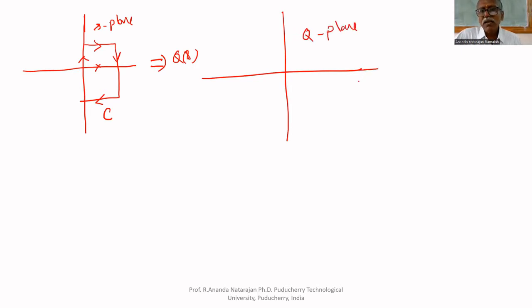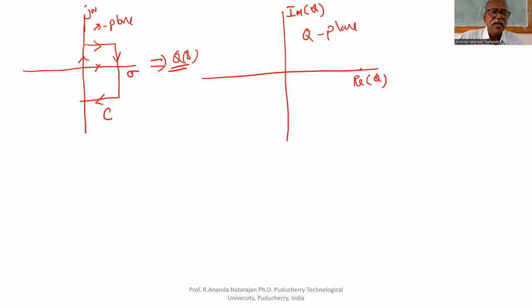This axis is called the real part of Q. This axis is called the imaginary part of Q. Don't put sigma j omega here; in the S plane only it is sigma j omega. This plane is called the Q plane. In the Q plane, the x-axis is the real part of Q and the y-axis is the imaginary part of Q.